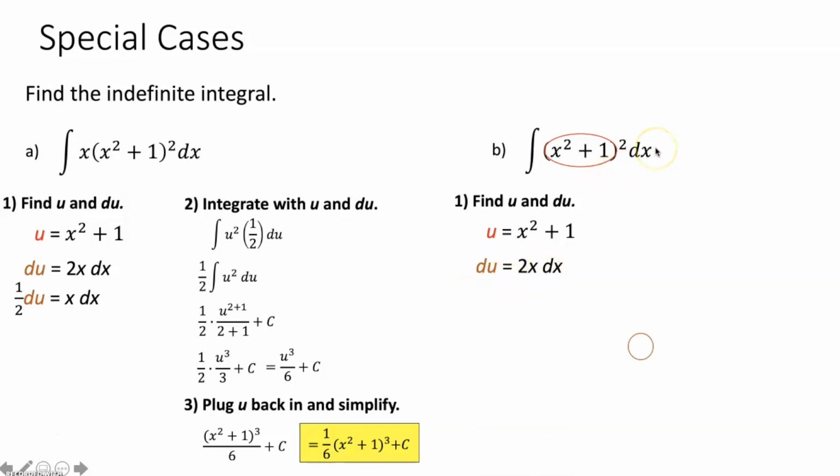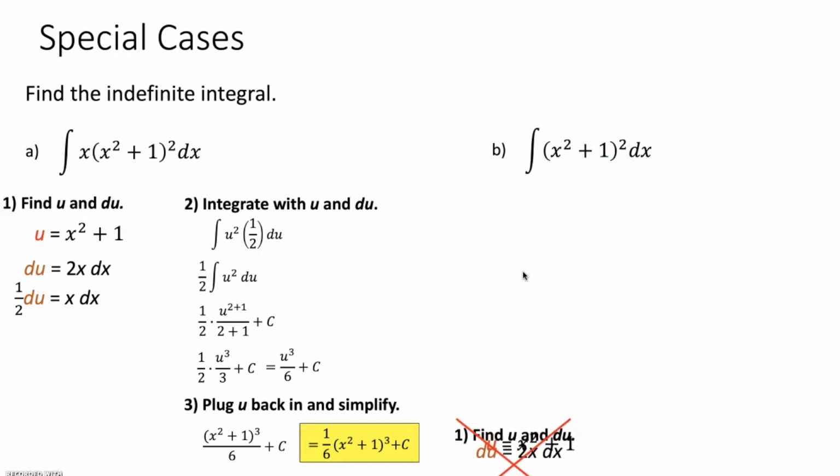We look at this problem, there's only a dx. There is no x here. This means we cannot use U-substitution. Anytime your du is equal to some variable times dx, and that variable does not exist in the problem, there's no other x here that we can substitute in for, we cannot use U-substitution. We've got to find another way to evaluate this indefinite integral. So how do we do this? Well, let's rewrite x squared plus 1, the quantity squared, as x squared plus 1 times x squared plus 1.